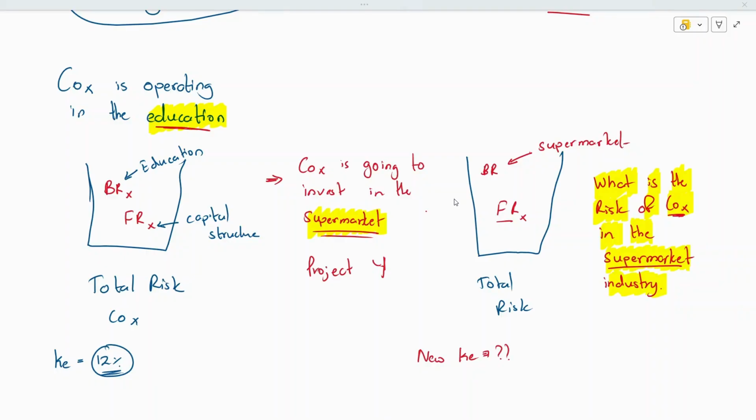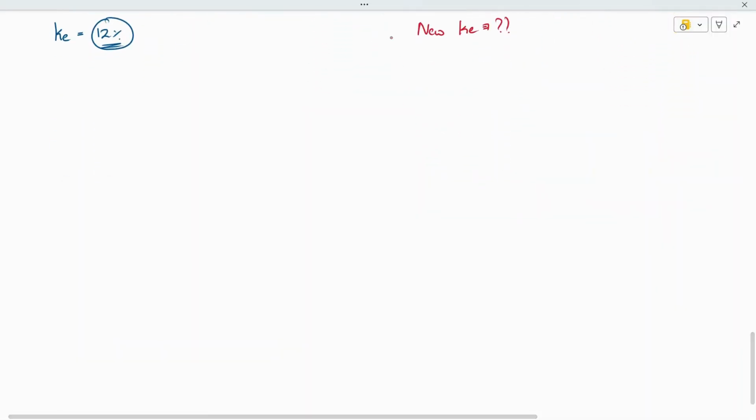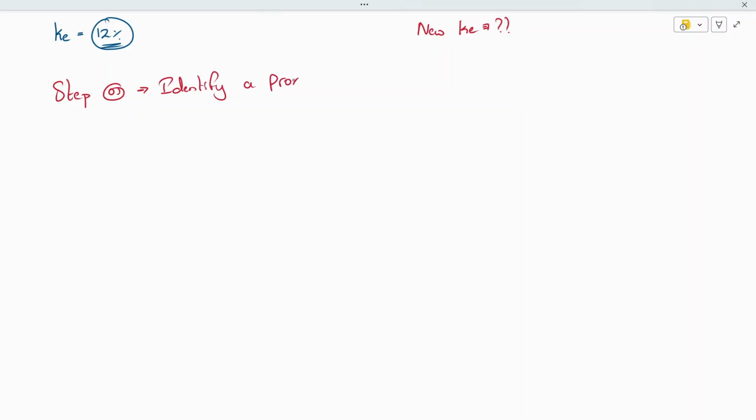So now, first things first, we have to identify the business risk of the supermarket industry. Remember, step one in regearing and ungearing is to identify a proxy company. What is a proxy company? A proxy company is a company which has a similar business operation.